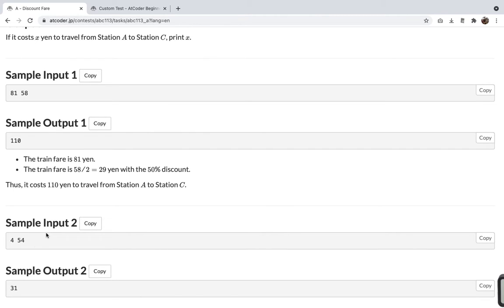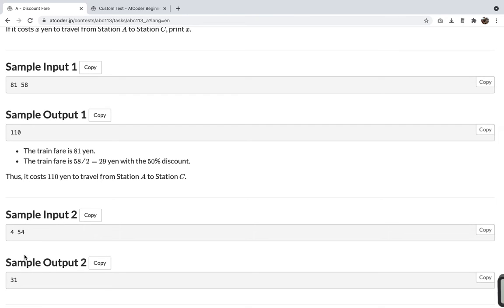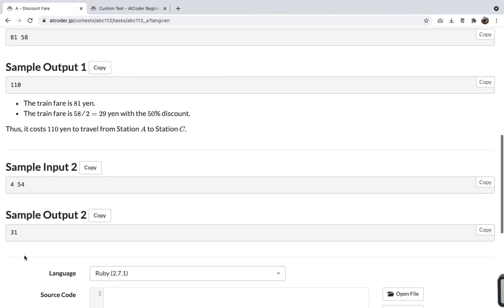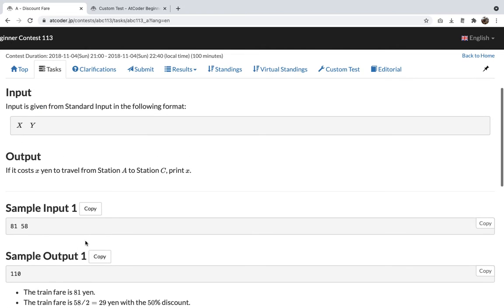Sample input 2 is 4 and 54, and the output for this is 31, because 4 plus 54 divided by 2, 54 divided by 2 is 27, so 4 plus 27 makes 31. Got it. It's kind of easy. That's two.